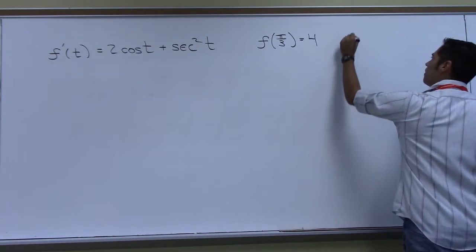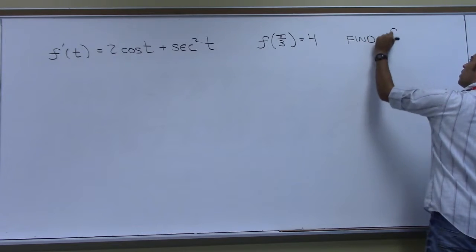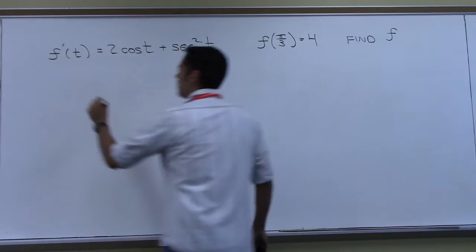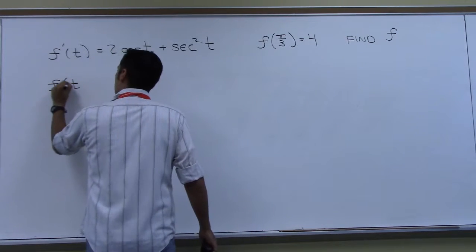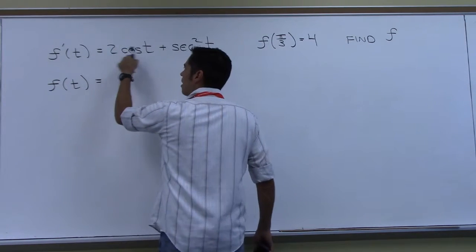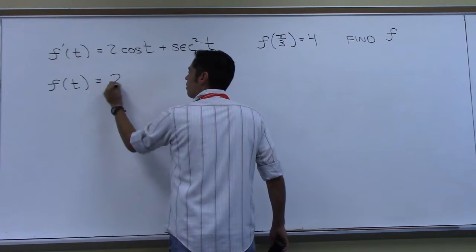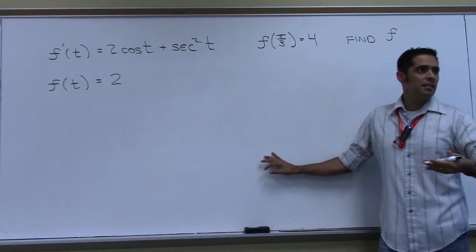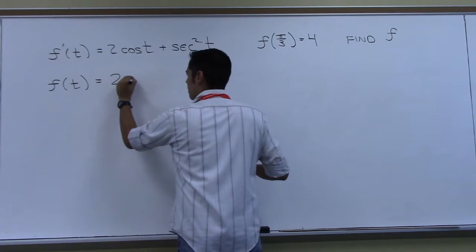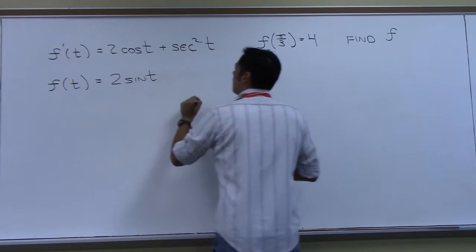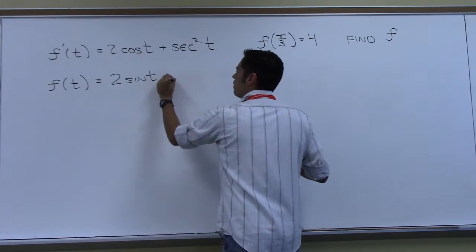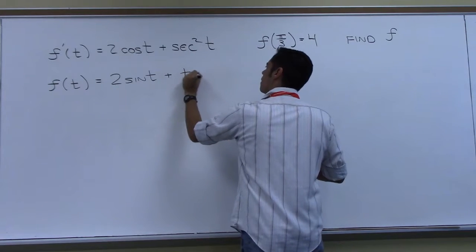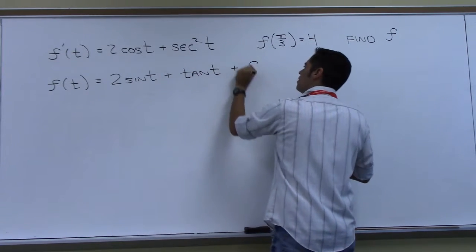This time we only have to go backwards once because we're given f prime. So for little f of t, we need to bring this constant down because it's attached to the front of cosine. And then we ask ourselves, what is the antiderivative of cosine t, which would be sine t. And what's the antiderivative of secant squared t? Tangent t, and then plus some constant.